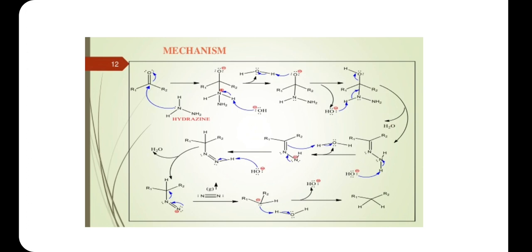And this one is a mechanism. When aldehydes or ketones are treated with hydrazine and potassium hydroxide in ethylene glycol, it results in the formation of alkanes.